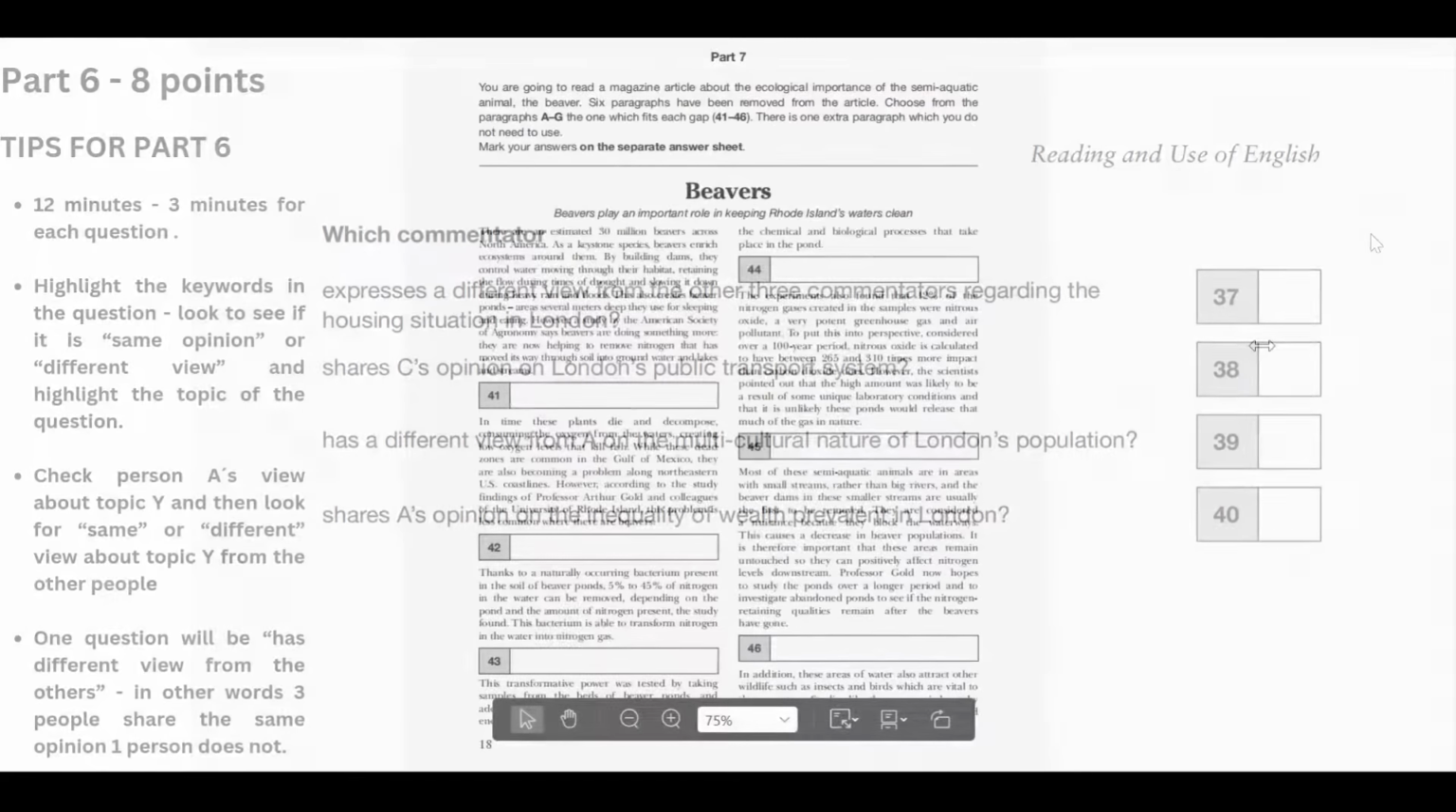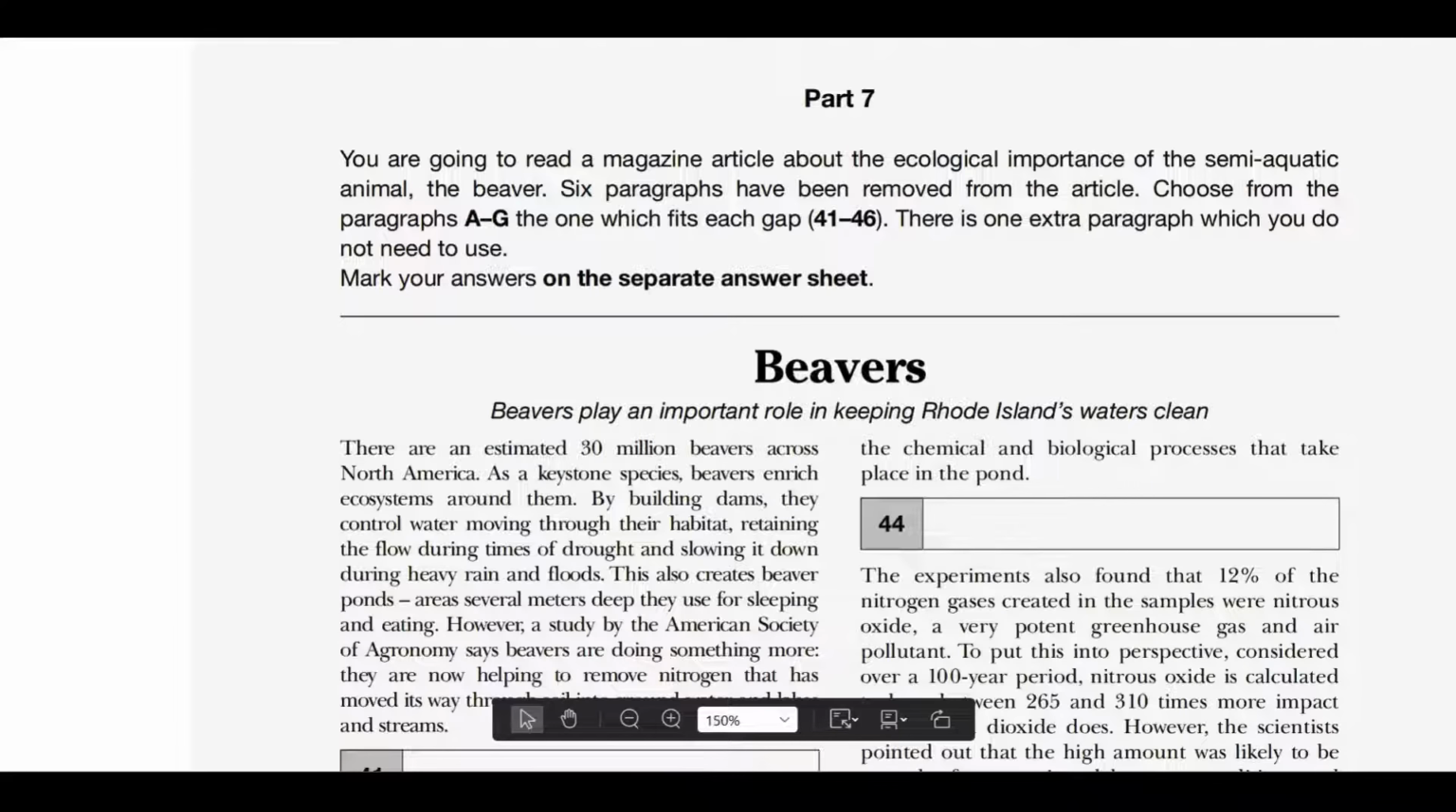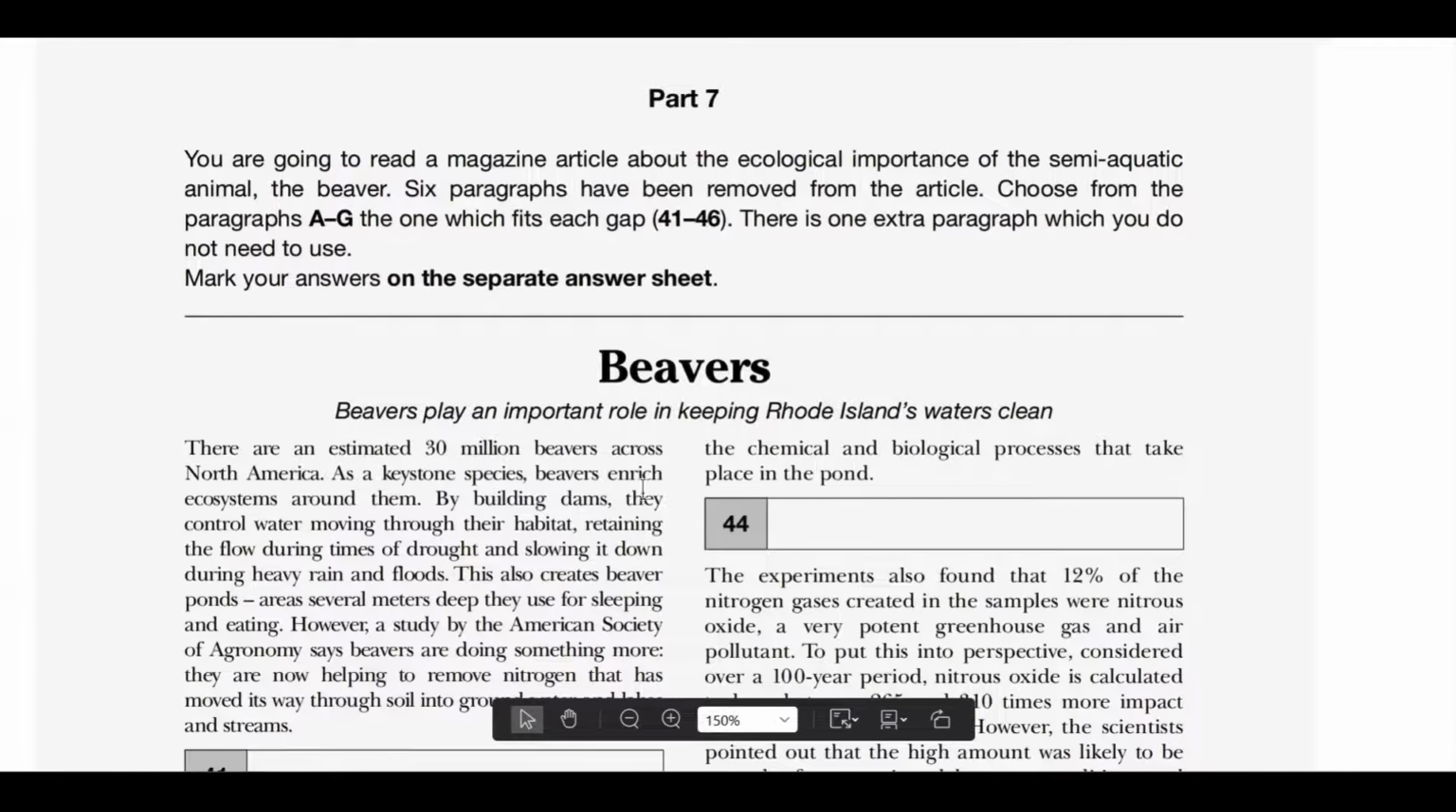Right, let's move on to part 7. Part 7 we know is what they call gap fill. You can see here we have 6 gaps in the text. The text here is about beavers, the animal. Have a look a bit more closely. We can see here how the beavers play an important role in the water system of Rhode Island in America. So that's essentially what our topic is going to be about. We've got 6 gaps that we need to fill.